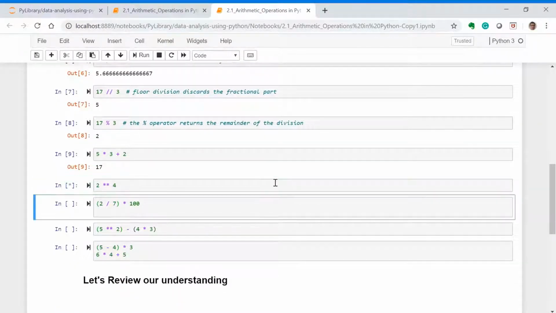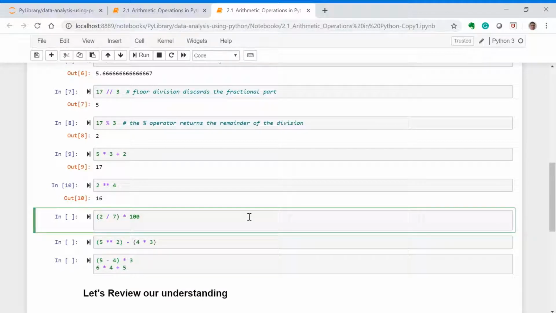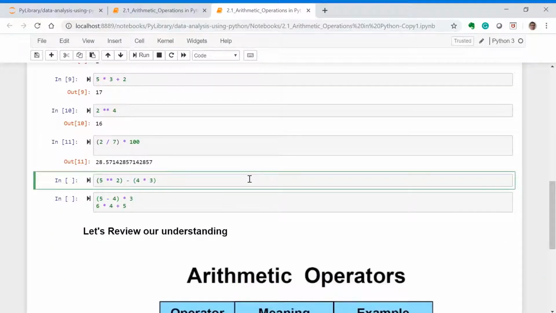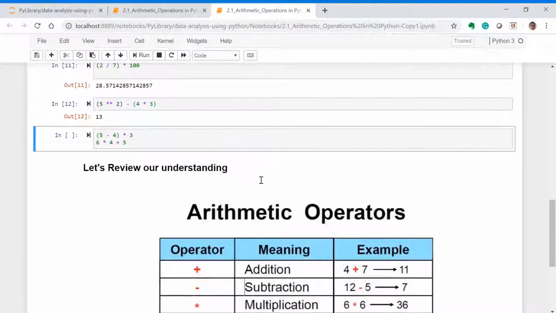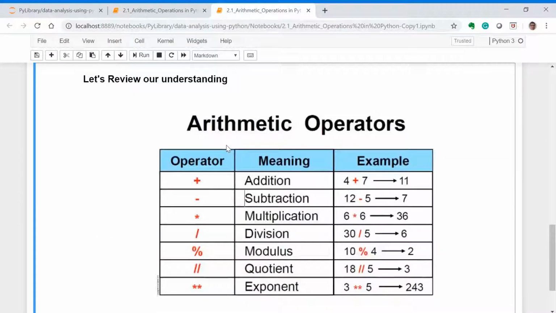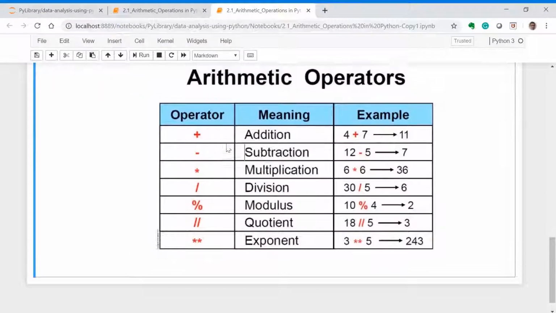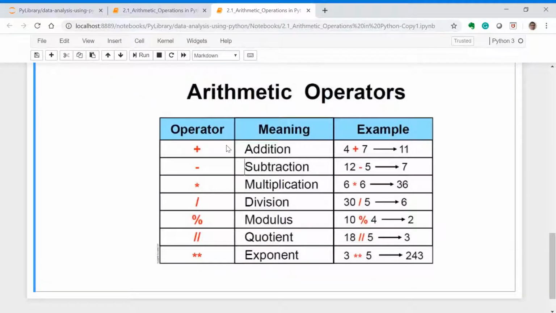2 raised to the 4 is 16. 2 by 7 is what, 0.28, so it's 28% or so, 28.57. Okay, and then power: 5 squared is 25, minus 12 should be 13, and you can do the math here. Okay, so I printed. That's how arithmetic operators work.